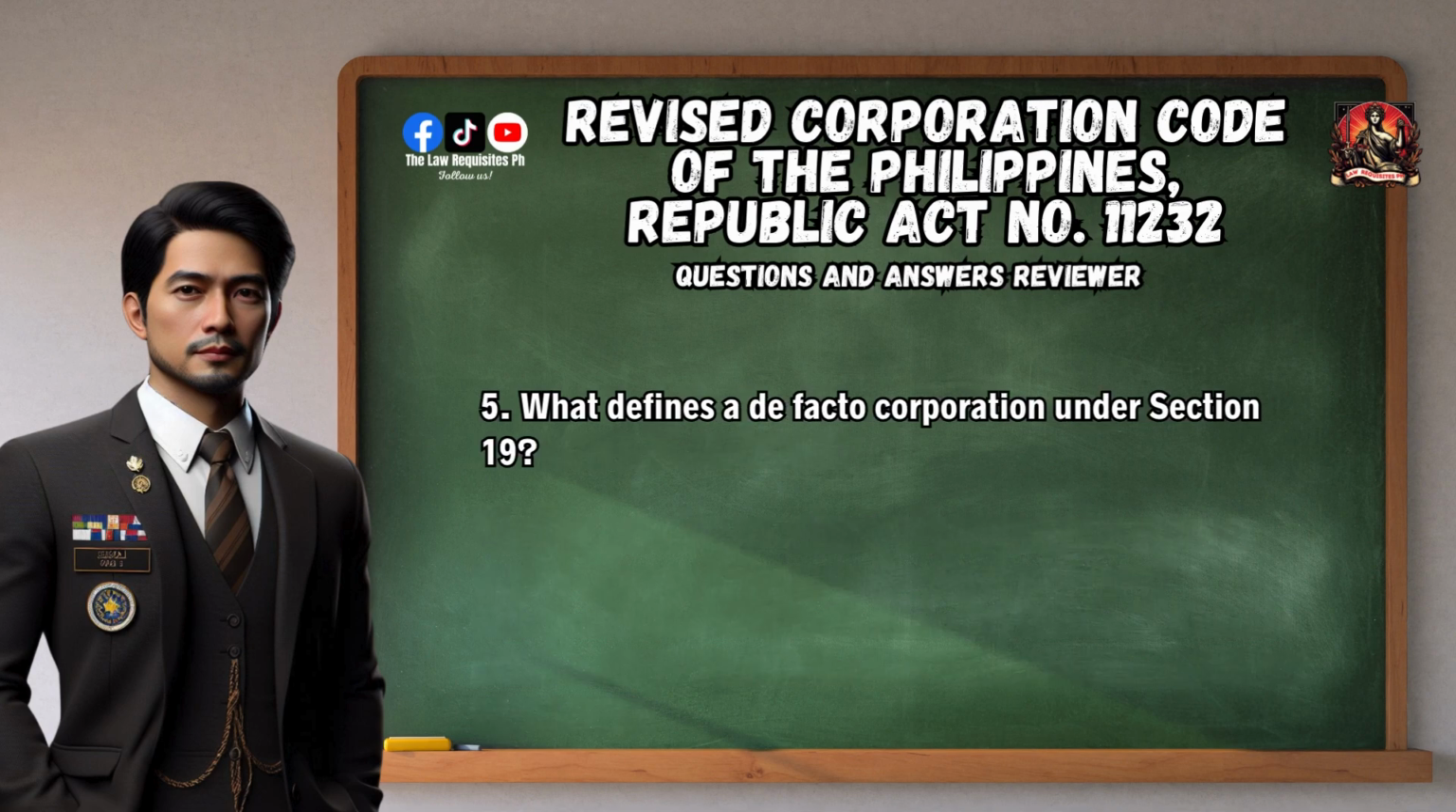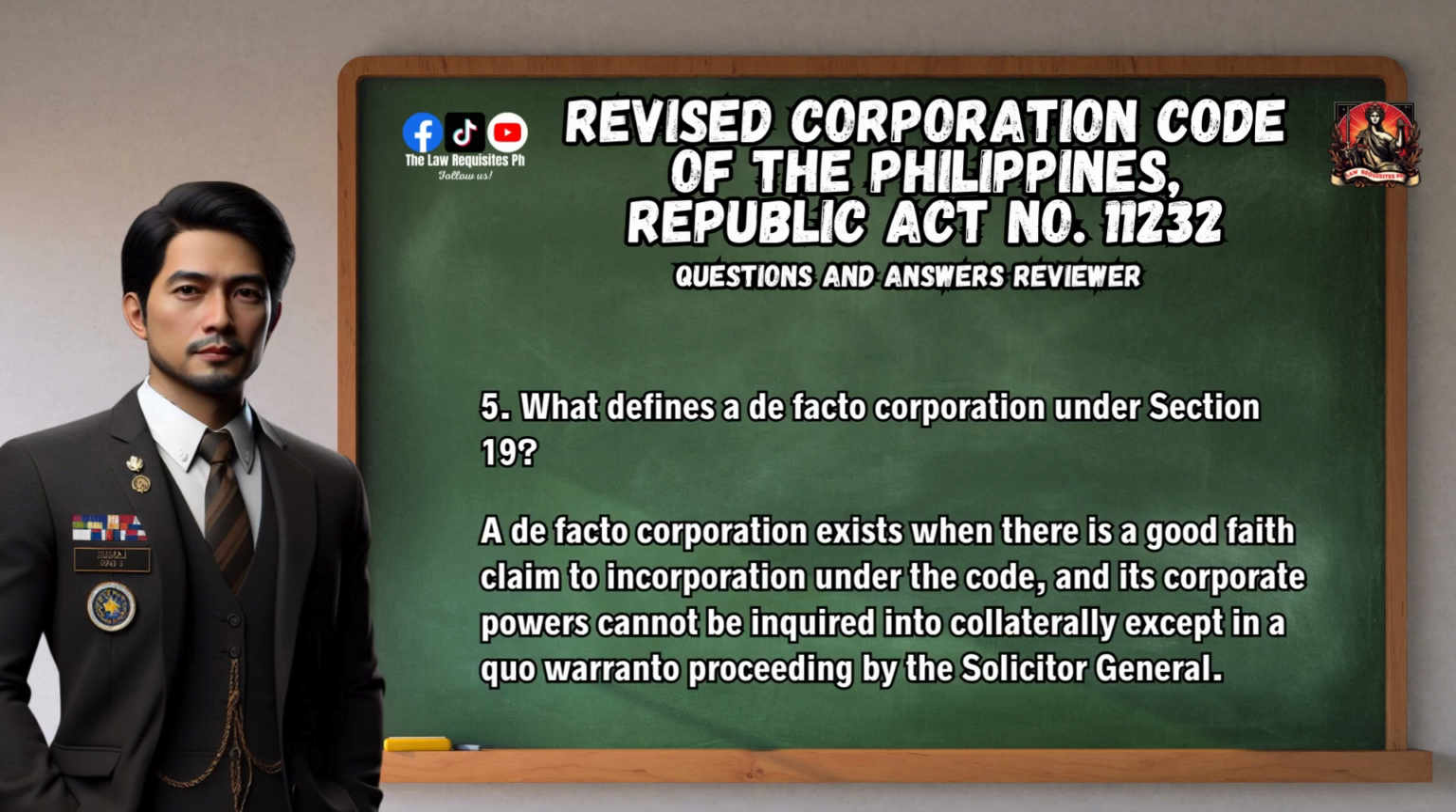5. What defines a de facto corporation under Section 19? A de facto corporation exists when there is a good faith claim to incorporation under the Code, and its corporate powers cannot be inquired into collaterally except in a quo warranto proceeding by the Solicitor General.